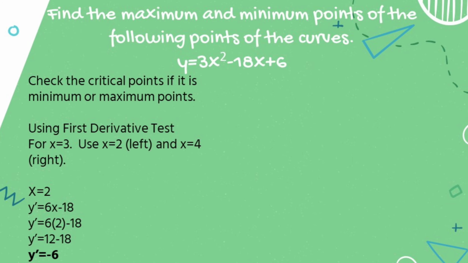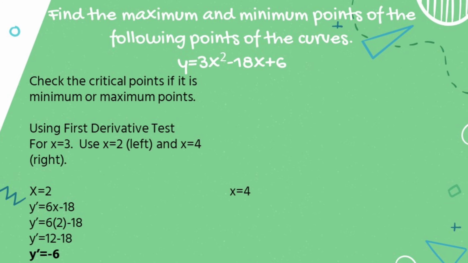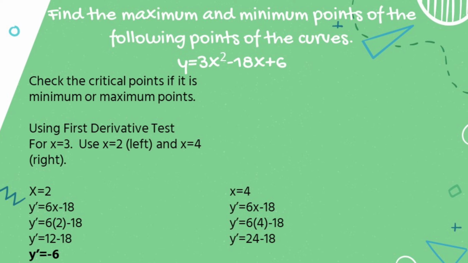Now let's go to x equals 4. Let's substitute the x in the first derivative, which is y prime equals 6x minus 18. That's why we have y prime equals 6 times 4 minus 18. Then 6 times 4 is positive 24. That's why we have y prime equals 24 minus 18. Then 24 minus 18 is positive 6. That's why we have y prime equals positive 6.